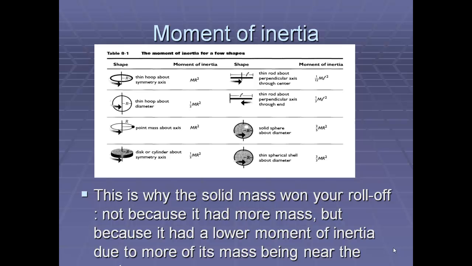For an object to accelerate in rotational motion, for us to exert the least amount of effort, we want a majority of its mass concentrated around its rotational center.